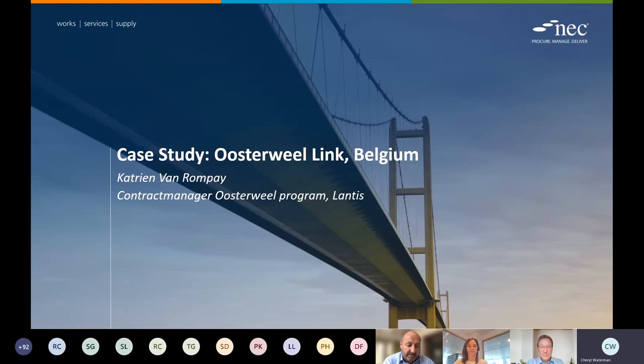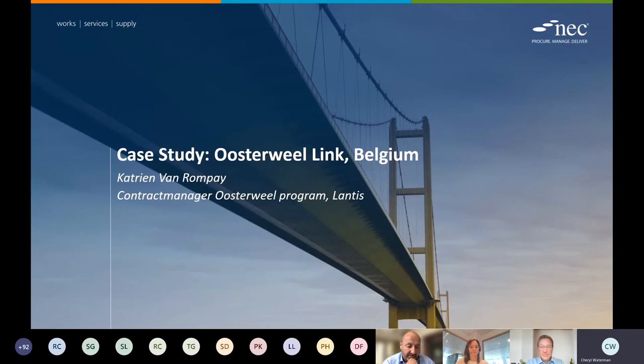Catherine's been working with Lantis since 2018, starting as the contract manager for the Right Bank project, which is part of the overall programme, which Catherine will explain shortly. She's been introducing the NEC into the Belgium infrastructure market since September 2018, coordinating with stakeholders on both the client side and the contractor side, looking to develop a standardised Flemish version of the contract, a Flemish language version of the contract for the engineering and construction contract, the ECC, the main contract form.